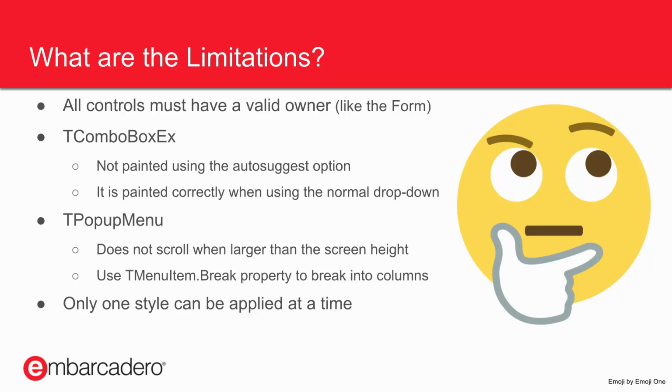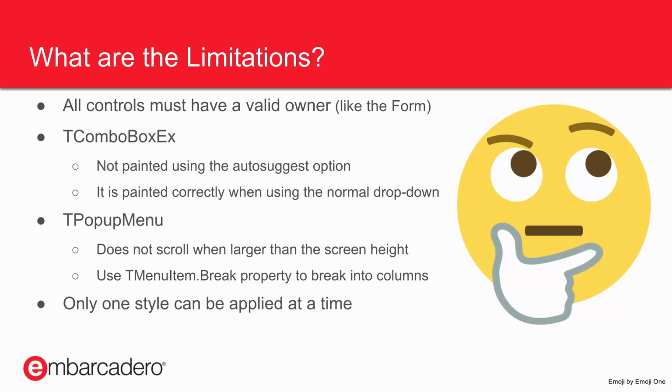So what are some of the limitations for VCL styles? In order for a control to be styled, it must have a valid owner. So typically that's the form. But if you do put another control on there, you can set it to either owner on the form as long as it roots down to the form. Don't ever set the owner to nil or the style won't be applied.